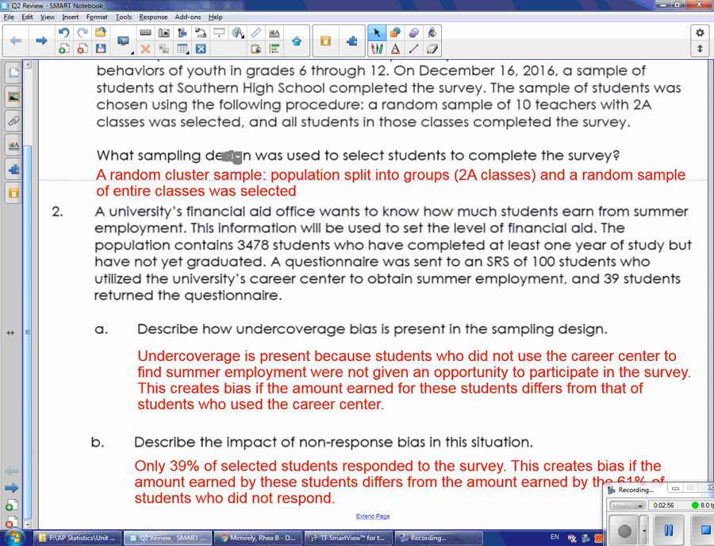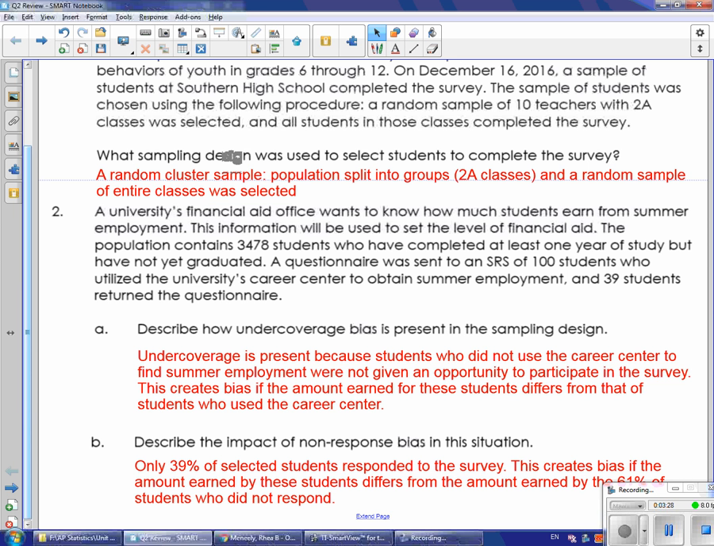In letter B, now we're looking at the impact of non-response. We only had 39% of our sample respond to the survey. If it's representative of all of the population of students who had summer employment, then that's fine. But the potential for bias is that if there's something different about the 39 students who responded, or if the 61% of the students who didn't respond earned different amounts of money over the summer, then we're going to get information that doesn't represent the whole population. And so therefore that's the bias.